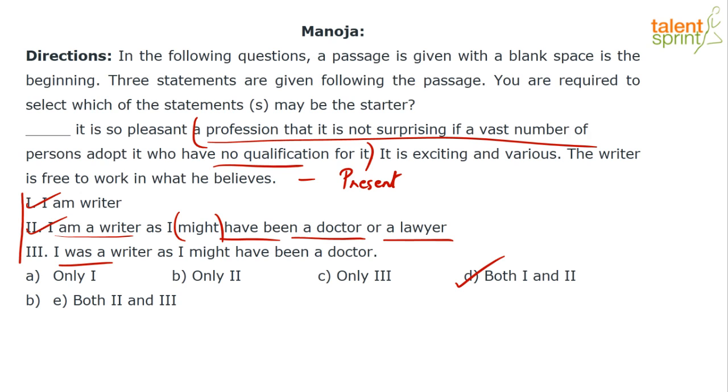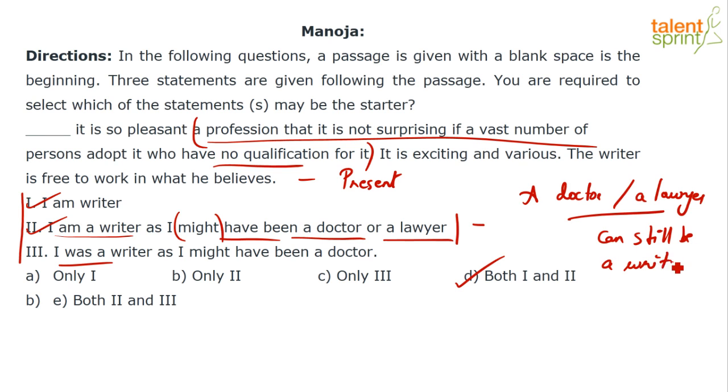Okay, just for Surya Prakash and Malabika and Shushant, just for you guys, I'm going to explain this again, okay? I am a writer as I might have been a doctor or a lawyer. So basically what this sentence is saying is that a doctor or a lawyer can still be a writer, right? A doctor can write stories, a lawyer can write books, whatever, right? But they don't need any qualification to become a writer. The doctor or a lawyer don't need a qualification to become a writer, right?